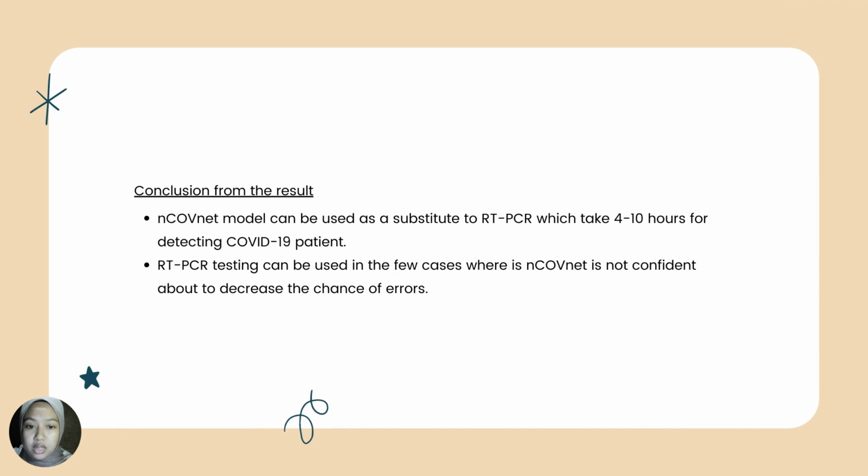So the conclusion from the result is that the NCOVNet model can be used as a substitute to RT-PCR, which takes about 4 to 10 hours to detect a COVID-19 patient. And RT-PCR testing can be used in the few cases where NCOVNet is not confident, to decrease the chance of errors. So that's all from me.